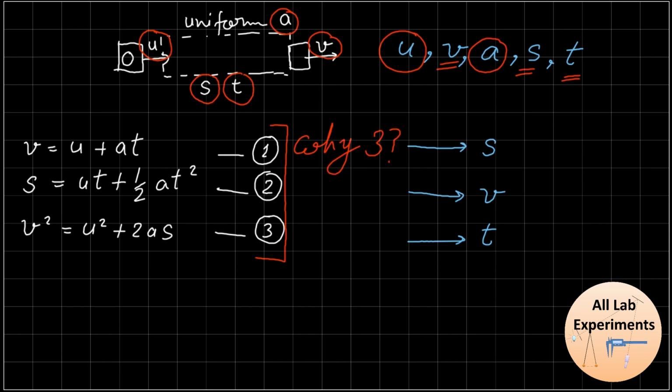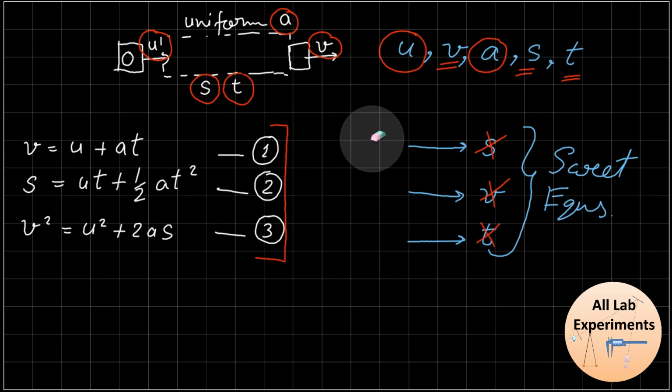Just to learn this, I am calling these the SVT equations. In the first equation s is missing, in the second equation v is missing, and in the third equation t is missing. Because they are missing, I am putting a cross sign on them. Let me erase this to avoid confusion.